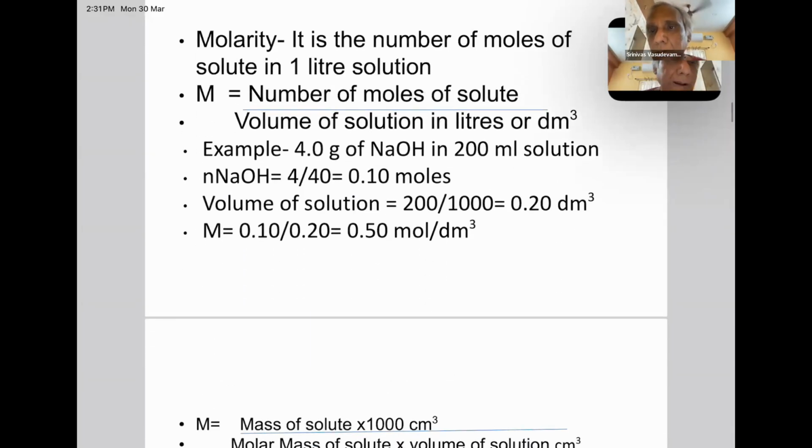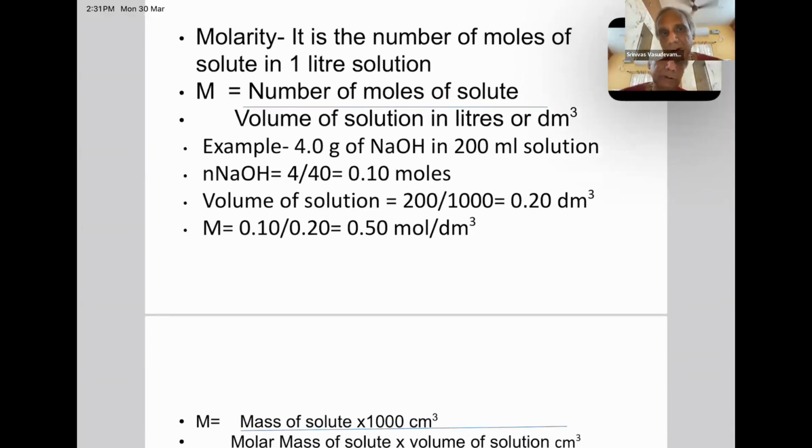Molarity and molality are two commonly used terms here. Molarity is the number of moles of solute present in 1 liter of solution or 1 dm³ solution. Molarity is equal to number of moles of solute divided by volume of solution in liters or dm³.